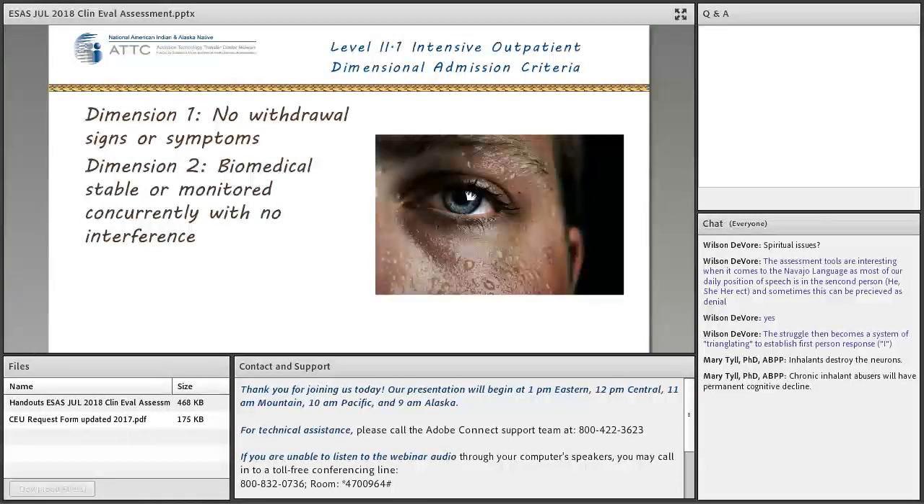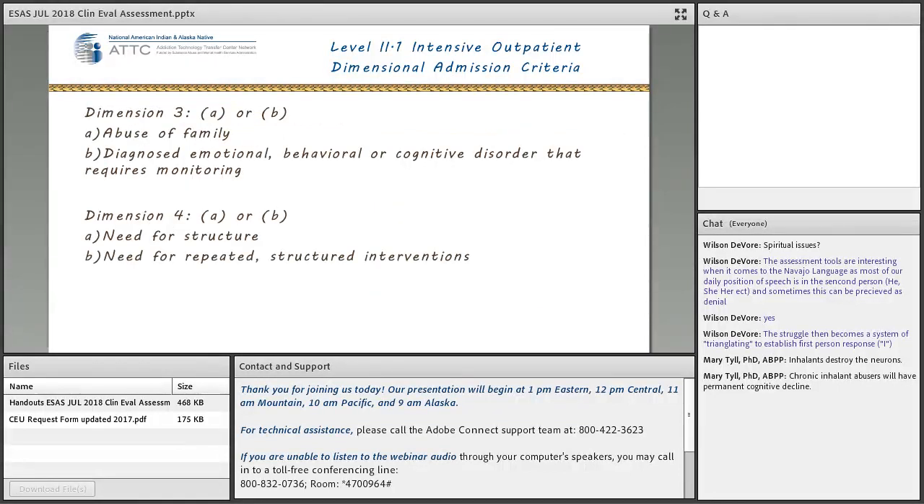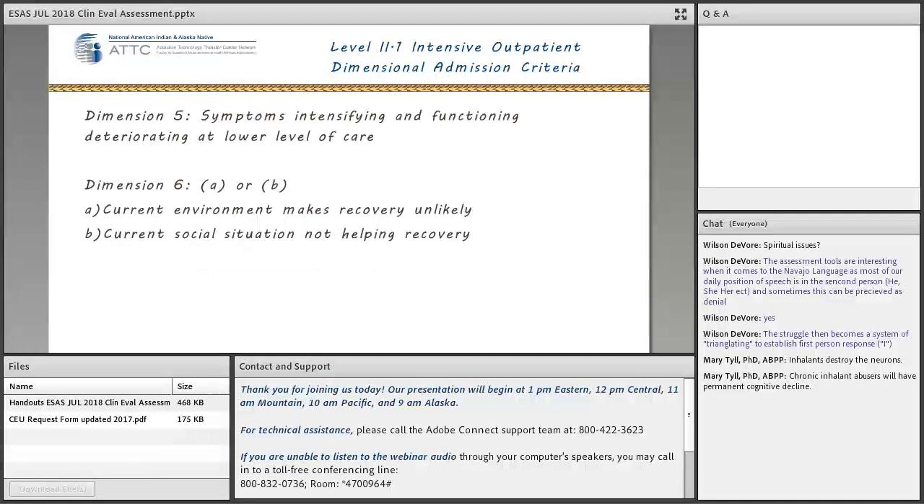So level 2, intensive outpatient, is with no withdrawal. They're stable and it will not interfere with treatment. Within this, they would have dimension 3 in either A or B, and dimension 4 A or B. So maybe they have a diagnosed emotional, behavioral, or cognitive disorder that requires monitoring, but they also need structure to help them through that. Dimension 5: symptoms intensifying and function deteriorating at a lower level of care. With A or B, the current environment makes recovery unlikely, so they need to be moved to a higher level of care.